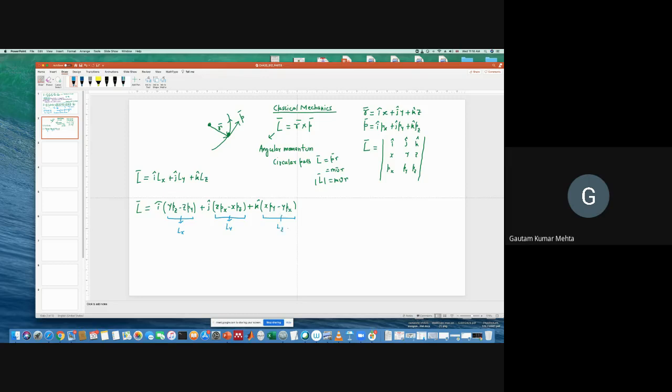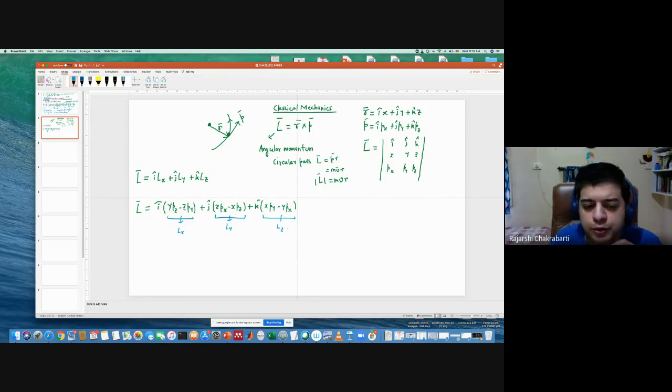See one thing, there are two things you should know. Whenever I express Lx in terms of X, Y, Z and Px, Py, Pz, it does not contain any X or Px. Similarly, Ly does not contain any Y or Py. Similarly, Lz does not contain any Z or Pz. And why is this so?